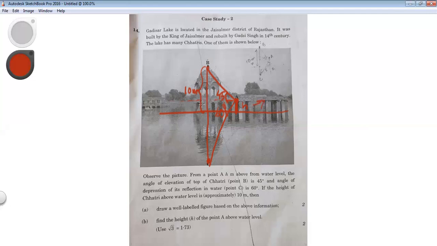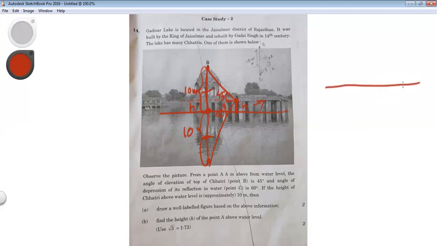Now what you need to do here is, since they're talking about reflection, isn't it? Now the point of reflection: this distance is equal to this part. That is the main idea here. So this is H, right? So this part is equal to this part. So even this is 10. Clear?